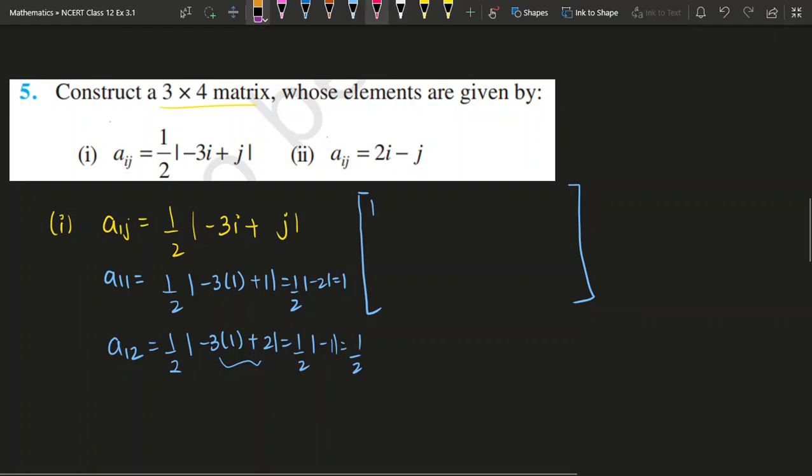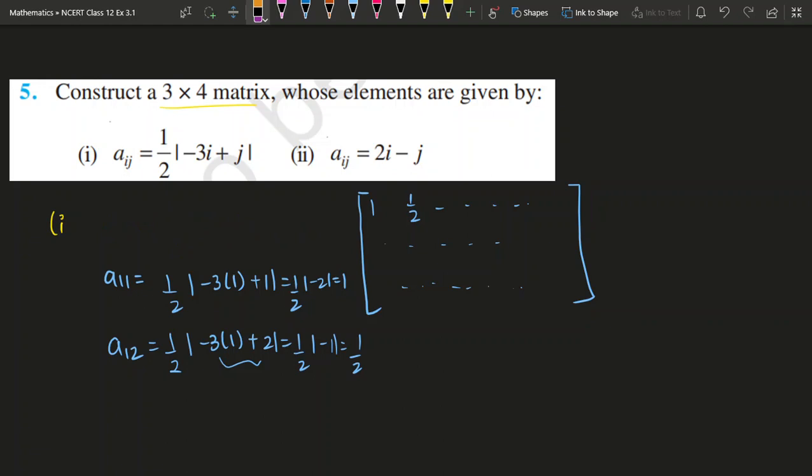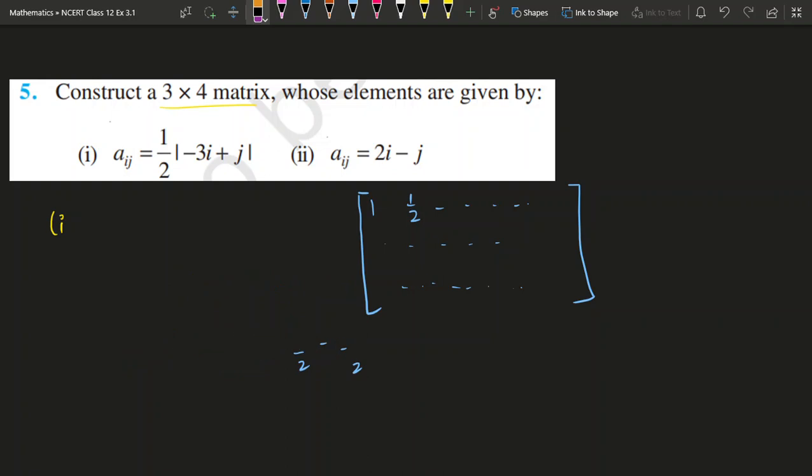So you can start writing all these numbers down, and you can continue doing that for all of them. It would be a nice exercise for you to practice. You can do the similar thing with the second part. It's still a 3 by 4 matrix, but the rule has changed now. The rule now is a_ij will be equal to 2i plus j. So 2i minus j, sorry.